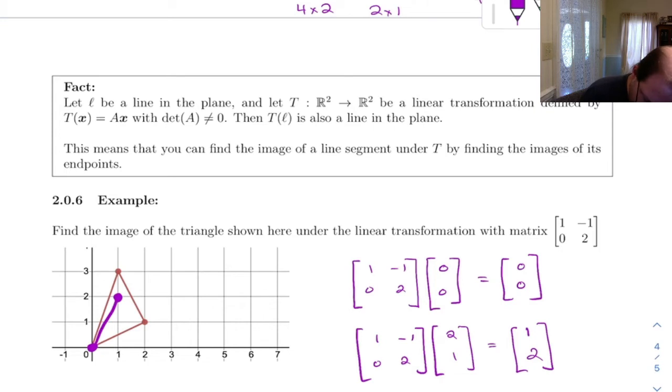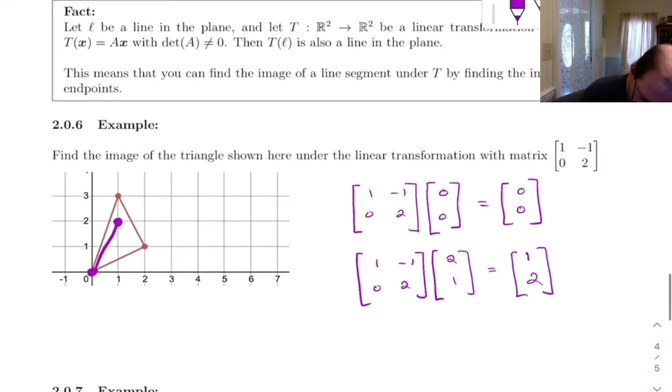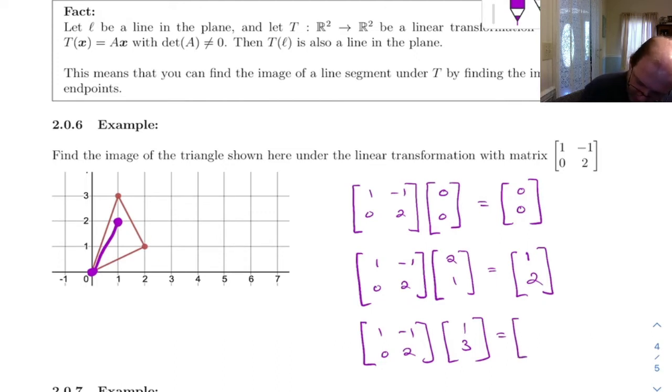All right, now what about this other point? The third point is 1, 3. And if we multiply this here, you get 1 minus 3 is -2, and you get 6. So -2, 6. I didn't make my grid big enough. So -2, 6 is going to be up here.